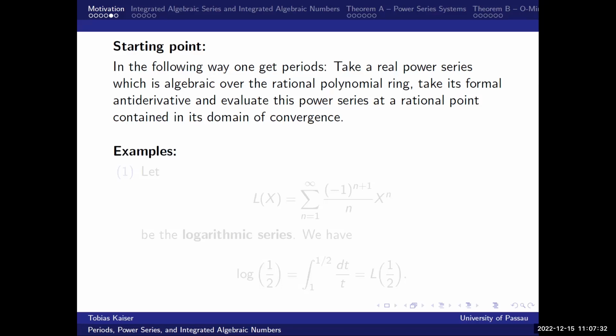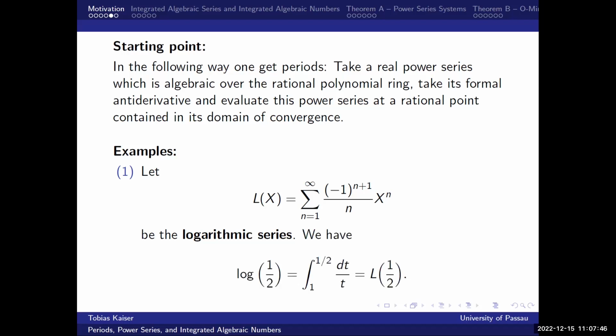Examples. We start with the logarithmic series, so this is log of 1 plus x. It has radius of convergence 1, and 1/2 is contained in the domain of convergence. And so log 1/2, this period, is given by the logarithmic series, which is the antiderivative of 1 over 1 plus x, at this rational point. And log of 2 is just the negative of log 1/2.